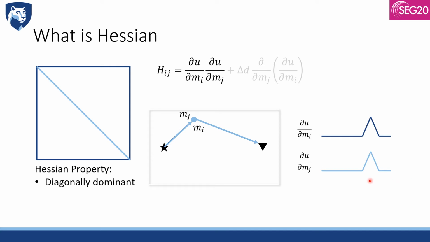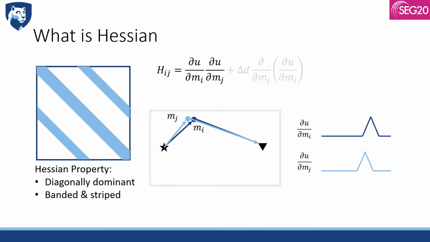So in practice, both scatter waveforms will be spread out a little bit. Then to have a non-zero value in the Hessian matrix, Mi and Mj do not necessarily coincide with each other. Instead, we will have non-zero Hessian values as long as Mi and Mj are neighbors. See the waveform. As a result, the Hessian will be a banded and striped matrix, and the pattern depends on how you sort the grid points.